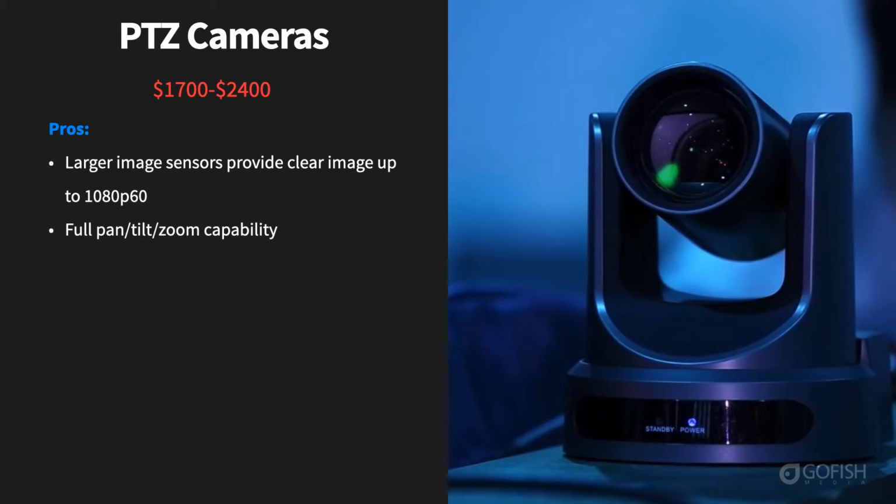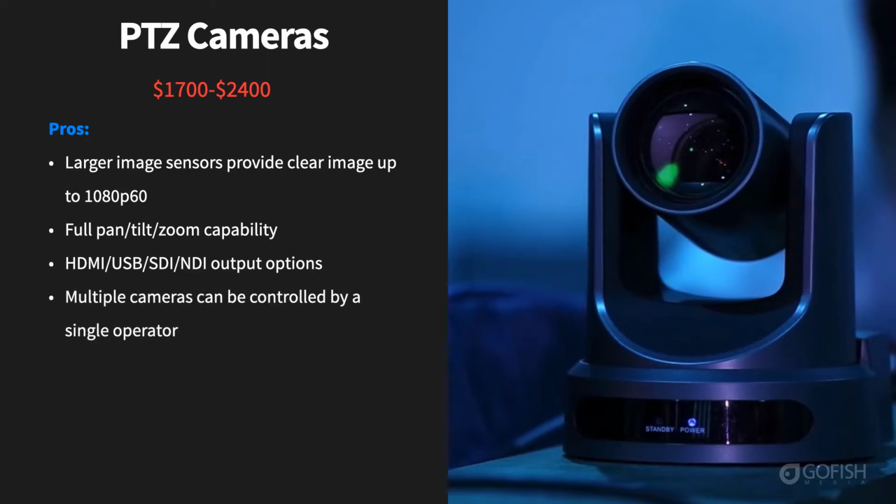The next thing about PTZ cameras that I really like is that you have full pan, tilt, and zoom capability. These are controlled remotely over your network, so you have the ability to pan left, right, up, down with a wide range of motion, and it allows you to control exactly where the camera is pointed, and you can even control zoom remotely. These cameras come in HDMI, USB, SDI, or NDI output options, so you've got a lot of flexibility in how you want to connect the camera to the rest of your system.